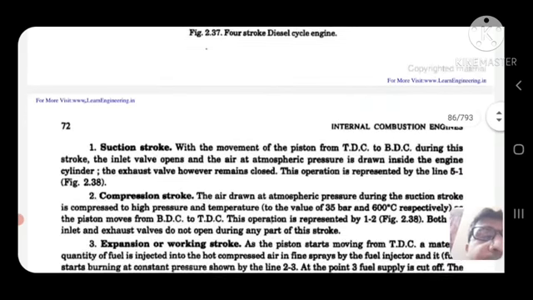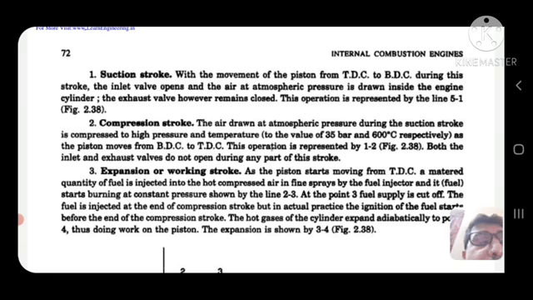Here the suction stroke with the movement of the piston. Compression stroke: the air drawn at atmospheric pressure during the suction stroke is compressed to high pressure and temperature, to the value 35 bar and 600 degrees centigrade, as the piston moves from BDC to TDC. This operation is represented by 1, 2. Both the inlet and exhaust valves do not open during any part of the stroke.